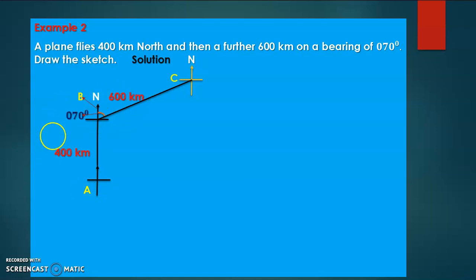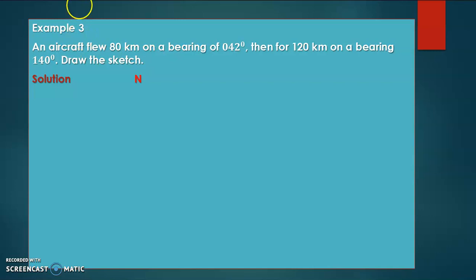We have that the distance of A to B is 400 km. That is, the plane flies 400 km to this point B. And at this point B, the plane now further flies 600 km to another point C at the bearing of 070 degrees. So this is the sketch for this problem. So let's move to example 3.